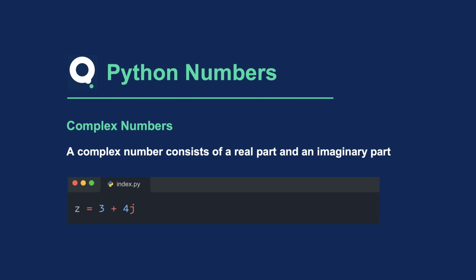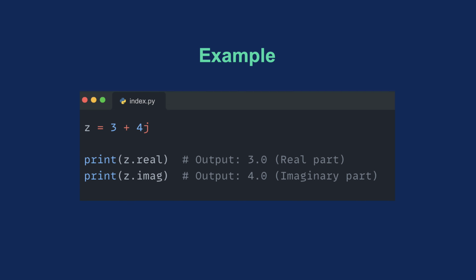Let us now look at complex numbers. Complex numbers might not be something you use every day, but these are essential in areas like engineering and scientific computation. A complex number consists of a real part and an imaginary part, like 3 plus 4j, where 3 is the real part and 4j is the imaginary part. Let us look at some examples.